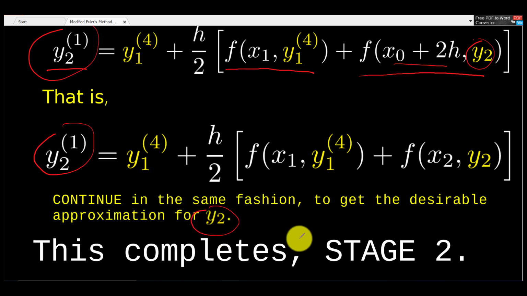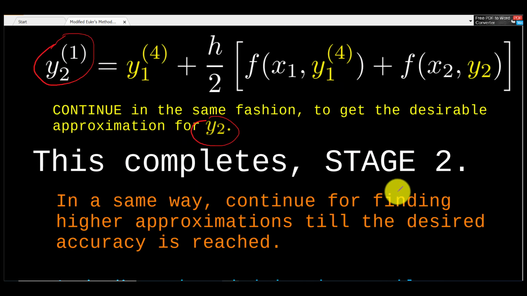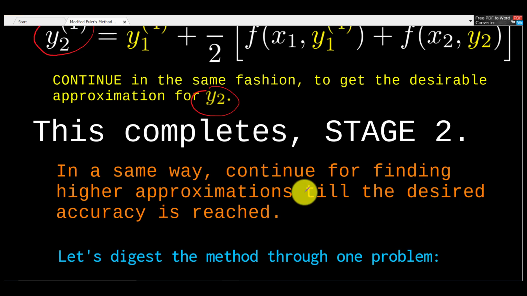Right? So I hope with this you have got an idea of how we are preparing our stages, and then working toward higher and higher desired accuracy. Okay, so this completes our stage 2. In the same way, continue finding higher approximations till the desired accuracy is reached.